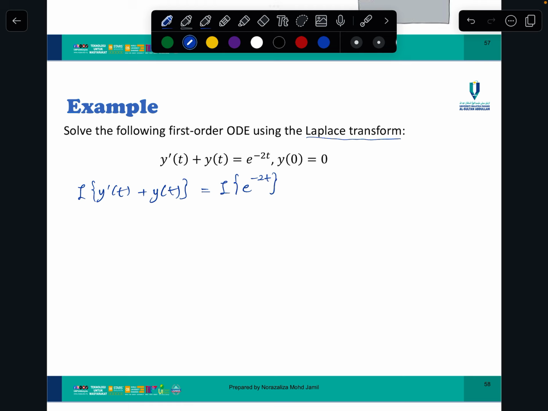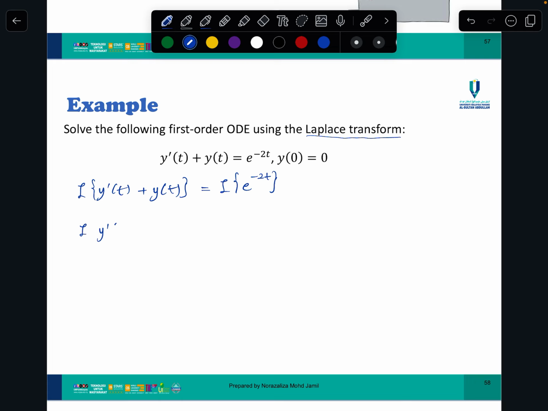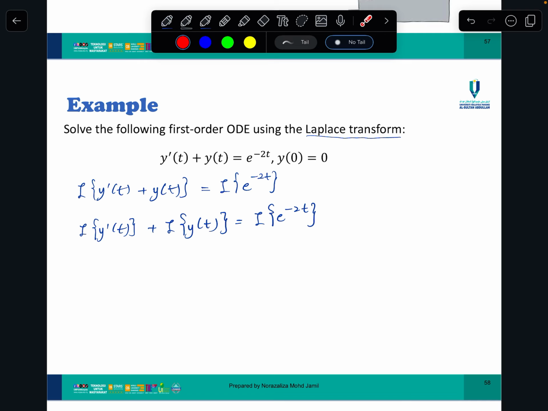Then, on the left hand side, by using the linearity property, we can separate this and it becomes Laplace of y'(t) plus Laplace of y(t) equal to the right hand side element. It remains the same. Now look at each term.